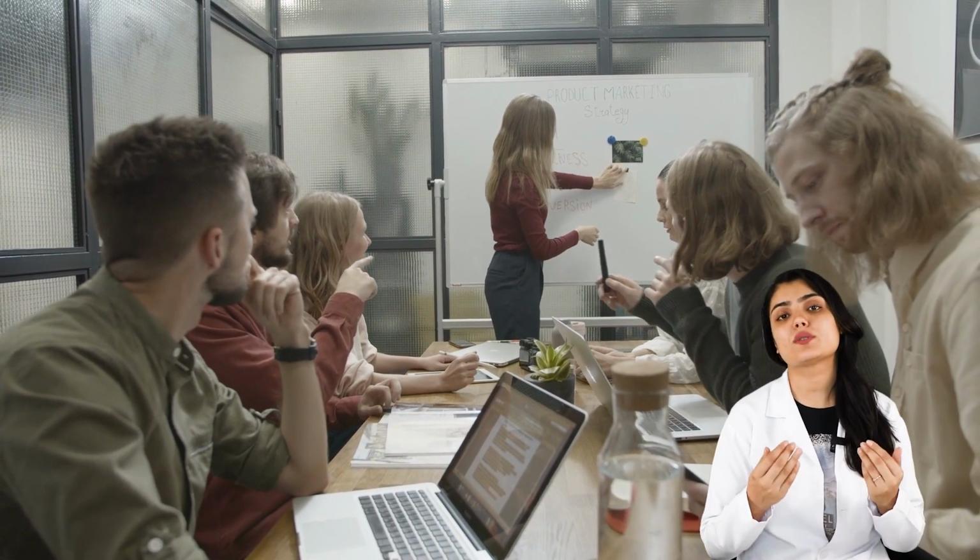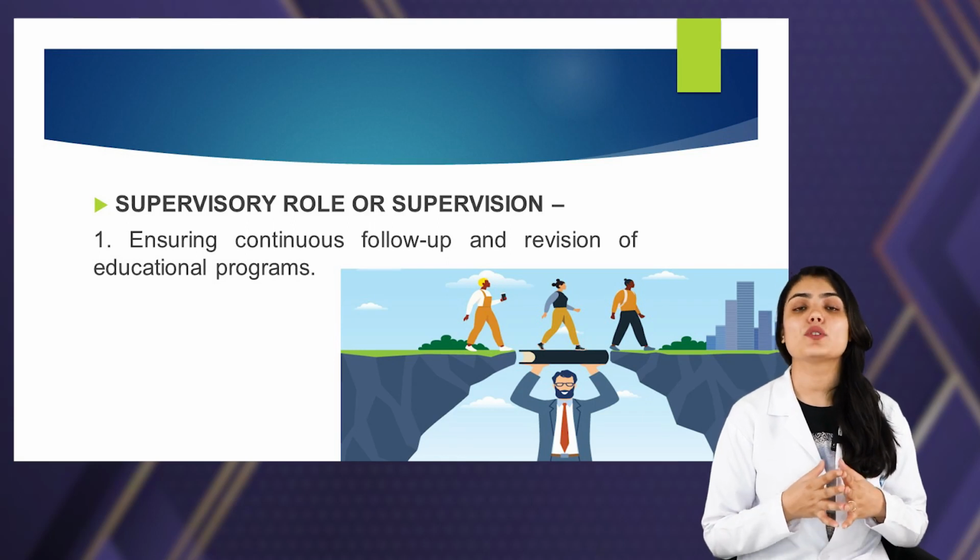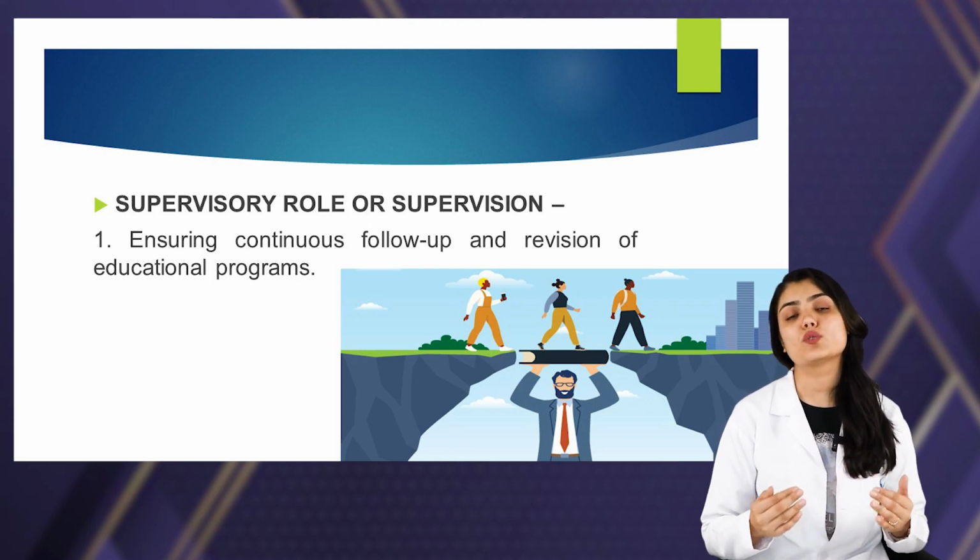And finally, for staff development, the principal should also encourage and promote the staff's contribution towards nursing research. We know how important research is in nursing. Therefore, it is the responsibility of the principal to encourage the staff within the institution to contribute towards nursing research. The next function that is carried out by the principal is the role of the supervisor.